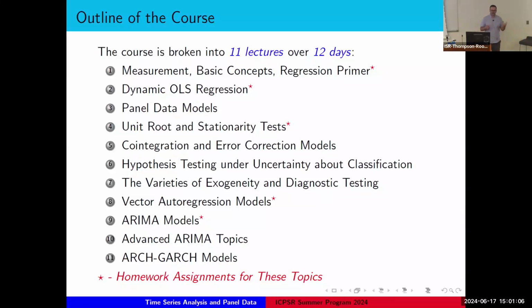Once you understand ARIMA models, an ARCH-GARCH model is just building a model of the variance of the time series rather than the mean of the time series. And we can test hypotheses about the variance of our time series the same way we would test hypotheses about the mean. And we have 5 homework assignments, I think.